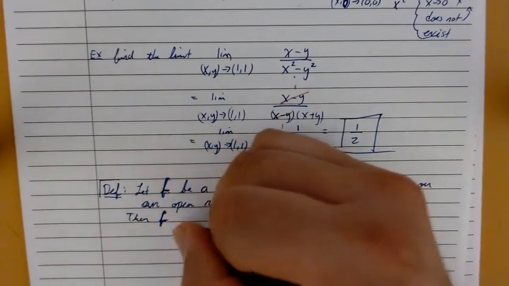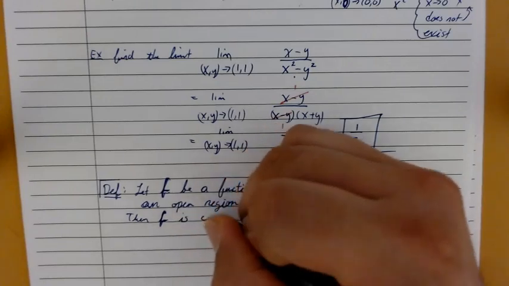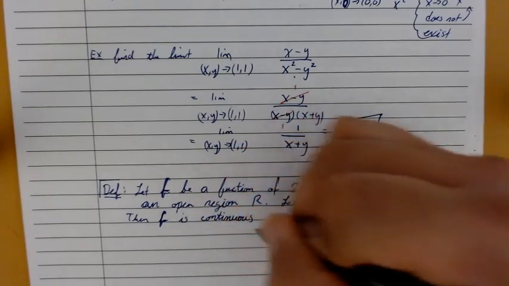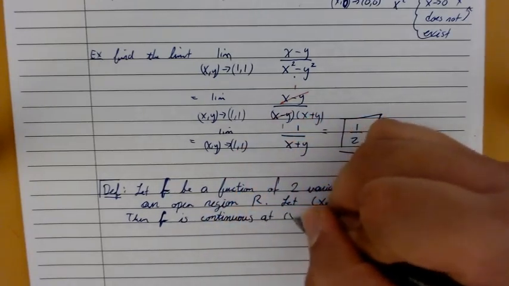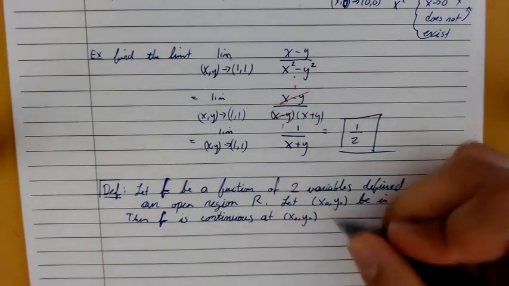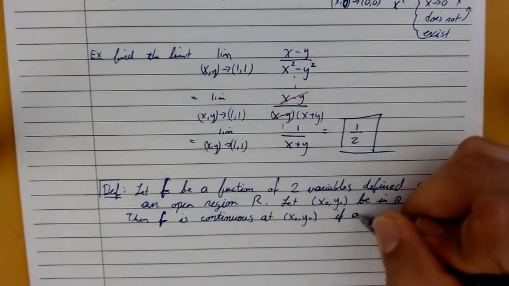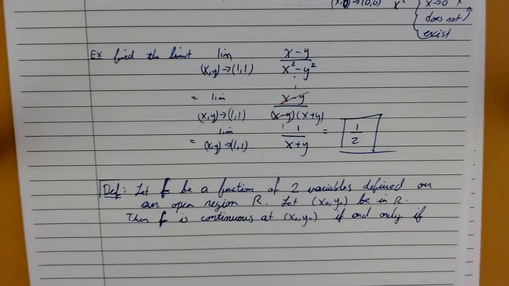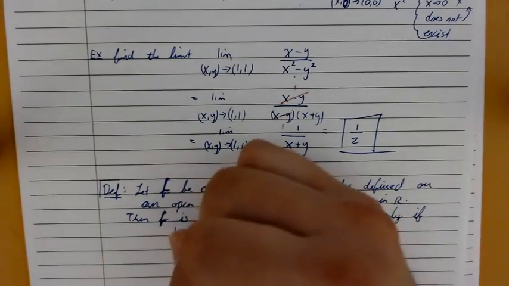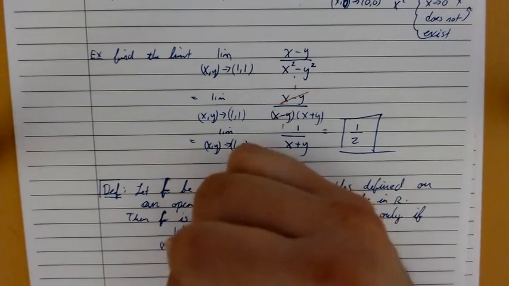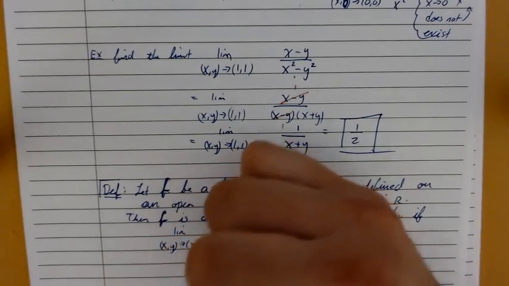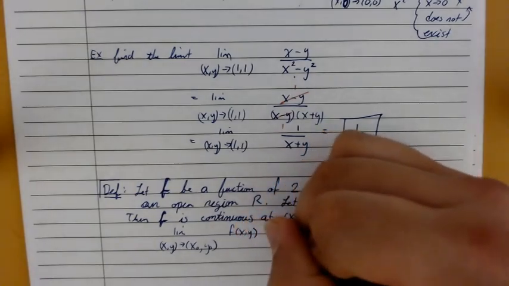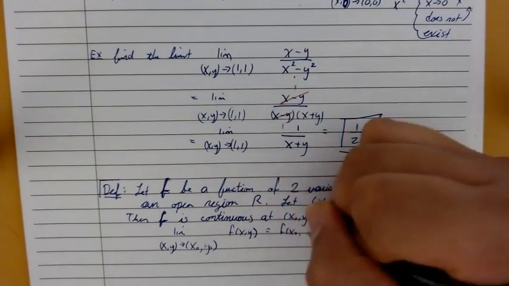Then the function f is said to be continuous at that point if and only if the limit as (x, y) approaches that point, (x naught, y naught), of f of x comma y is equal to f of x naught comma y naught.